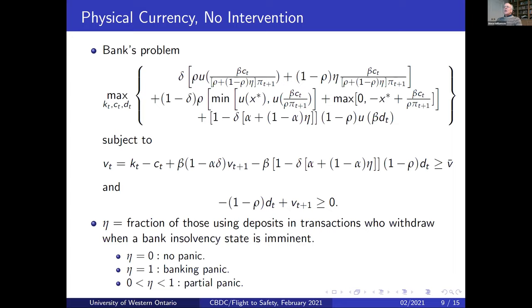Okay, so here's the bank's problem. Banks choose a deposit contract, so that's K, C, and D. K is the amount of the deposit you make. Actually, there's a minus. I was teaching this to my students the other day, and there's a typo in there. I forgot the minus K inside the curly brackets; it's missing.